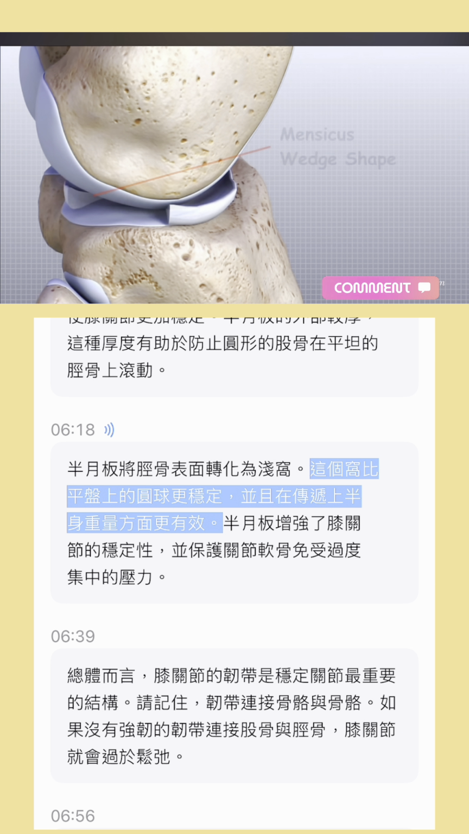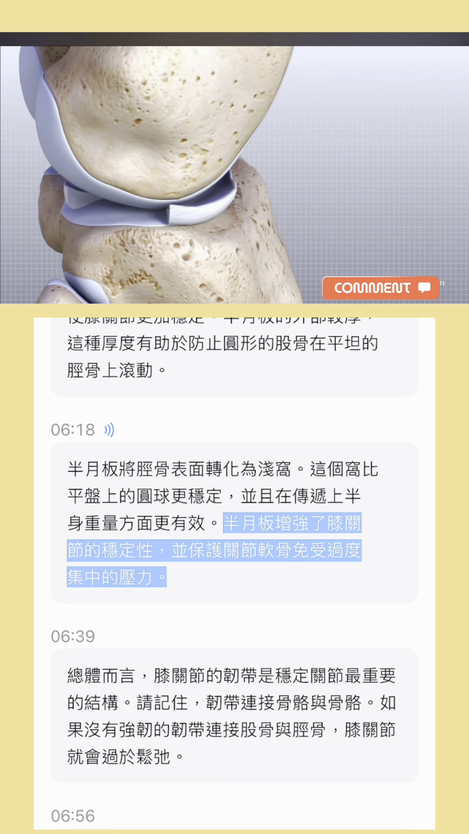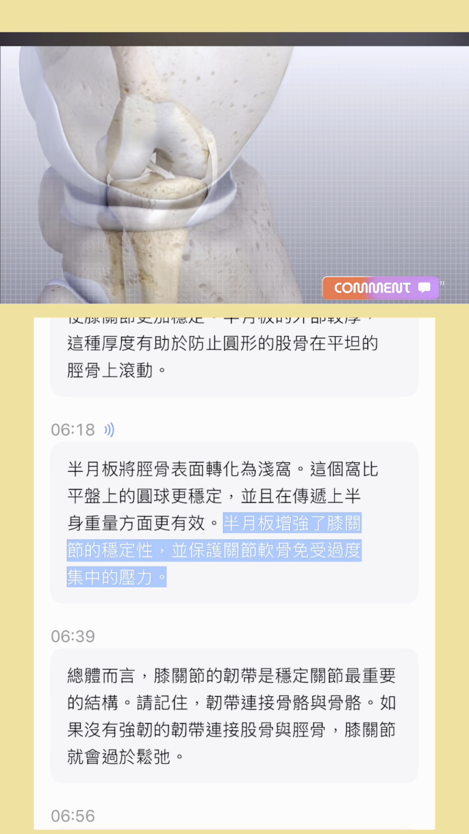The socket is more stable and more efficient at transmitting the weight from the upper body than a round ball on a flat plate. The menisci enhance the stability of the knee and protect the articular cartilage from excessive concentration of force.